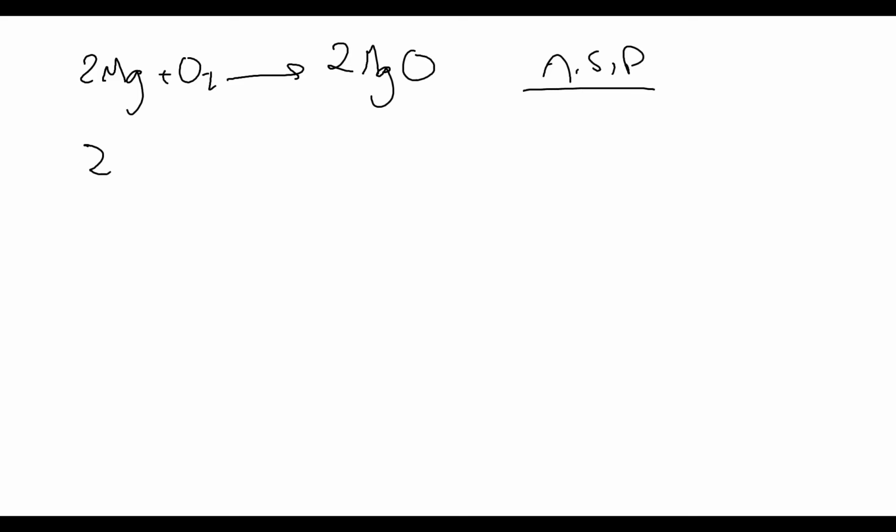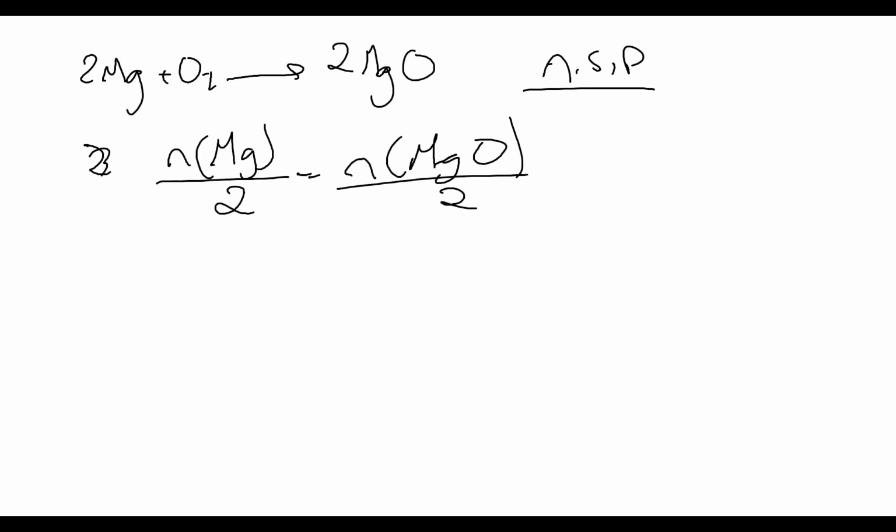According to stoichiometric proportion, number of moles of Mg over the coefficient, which is 2, equals the number of moles of MgO over 2. Why did we put the coefficients? We put them down, and number of moles. Why did I choose the number of moles of Mg equals the product and not the number of moles of O2? Because in the question he told us that oxygen is in excess. So when we have a reactant which is in excess, we cannot take it into consideration in the stoichiometric proportions. So we always consider the limiting reactant.